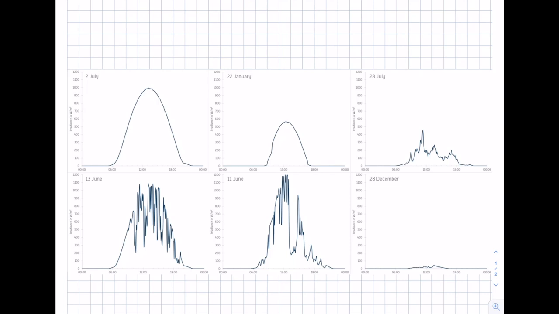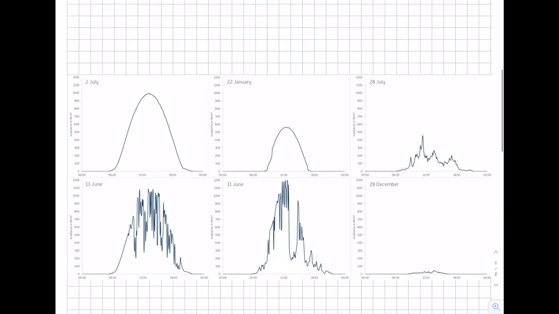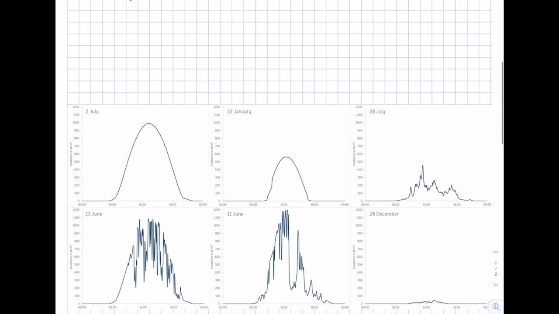Then let's step forward to the next three curves. You see here the 13th of June, a lot of ripples, so this is a day with a lot of fluffy clouds. But you see the maximum irradiance reaches even 1,000 watts per square meter and even more. So how does this occur? So let's move this and take a look.